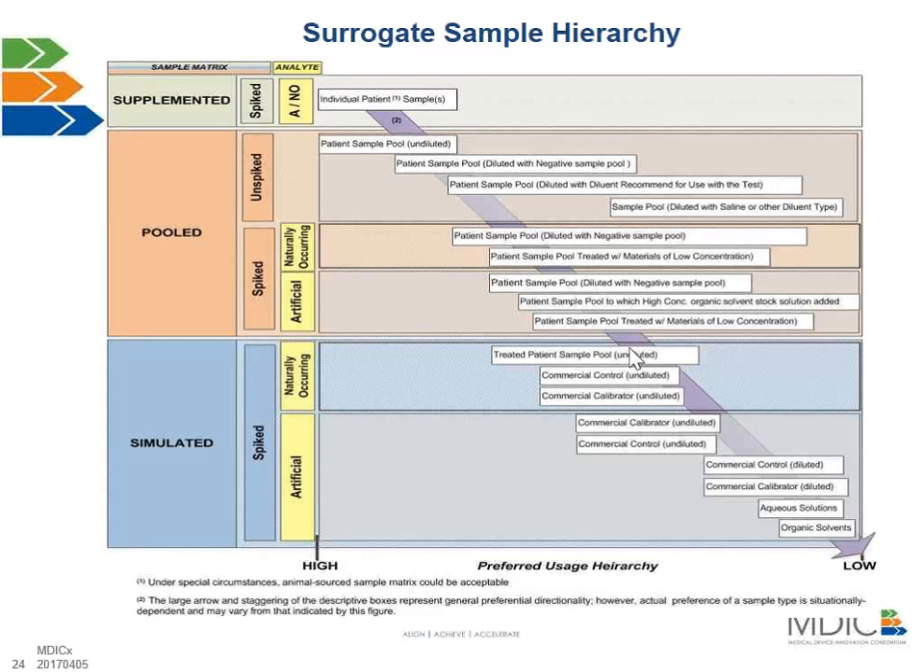And then as one looks at the hierarchy, within each section there is a further stratification of the different types of, for example, pooled specimens or pooled samples, and this stratification is intended to present these options to users in a manner that really shows this preferential approach.